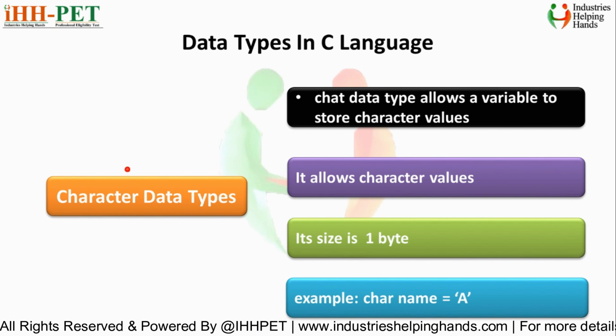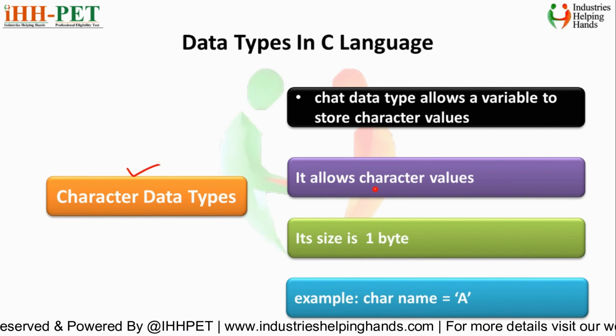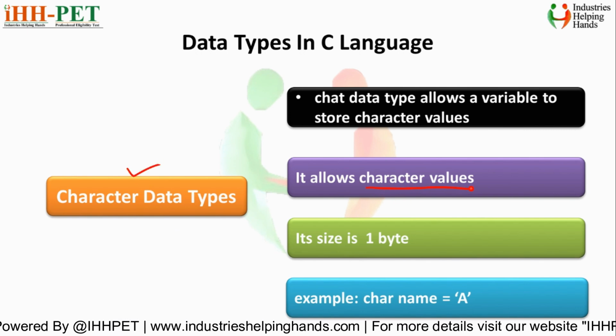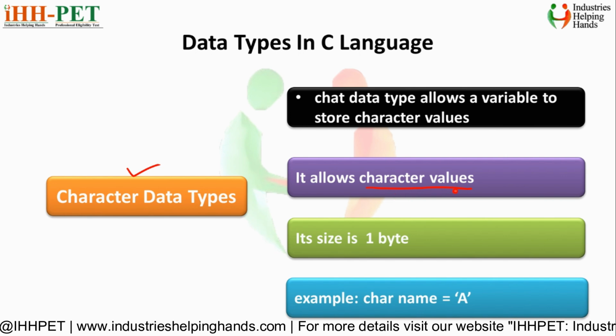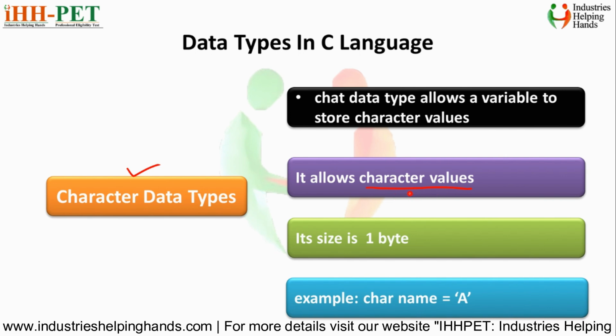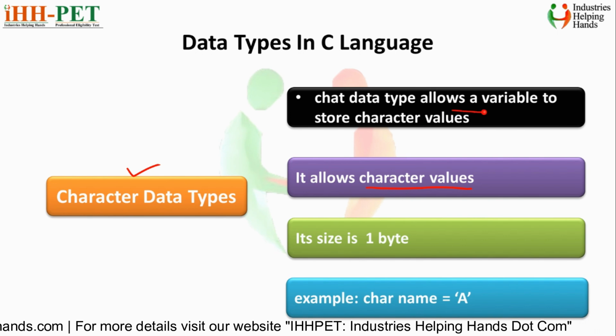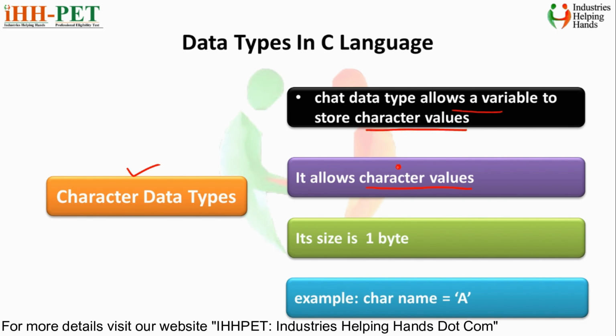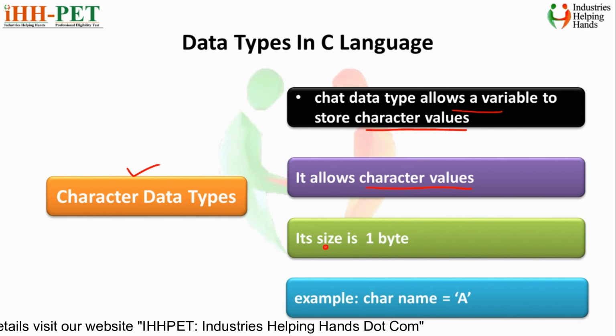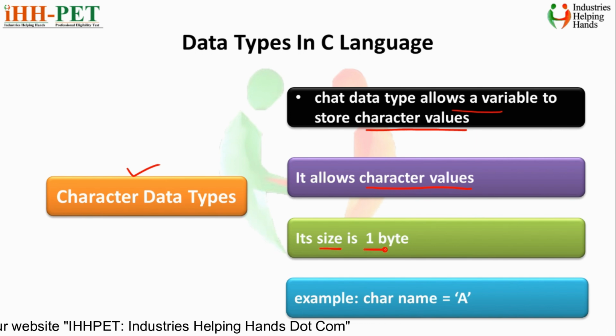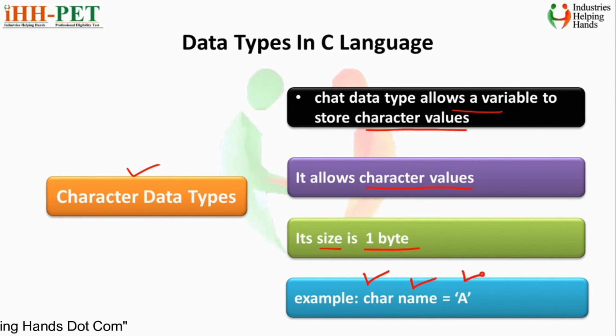Now we will discuss the character data type. Here you can see it allows character values. So you can take input as character values if you use the character data type. The character data type allows a variable to store character values, and the size of the character data type is 1 byte in a memory location. Char is a data type, name is the variable name, and a is stored in name, and a is a character.